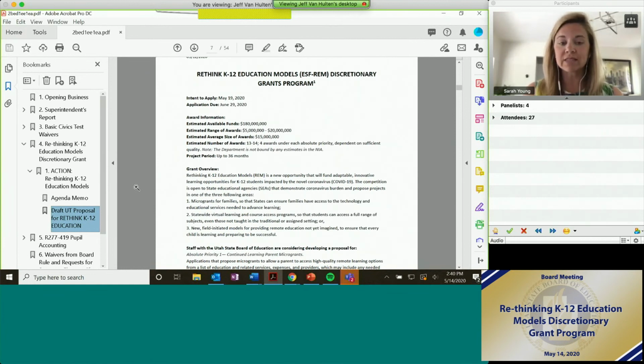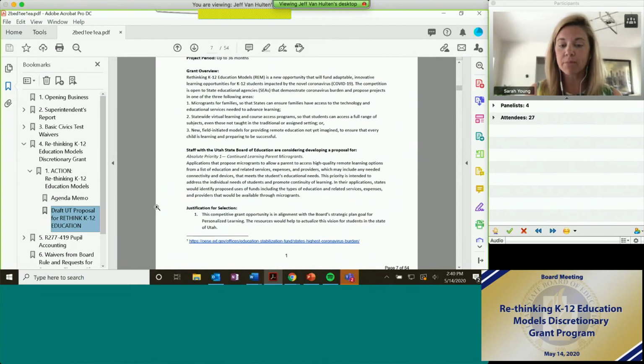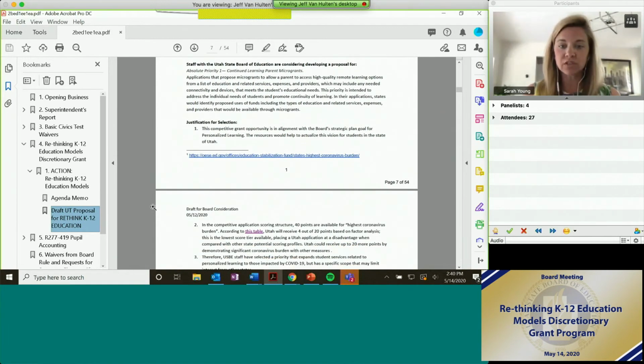We are proposing as staff that our agency considers the opportunity to apply for absolute priority 1, which is the continued learning parent microgrants. The justification for this selection is the alignment with our board strategic plan for personalized learning. We do note that in this competitive application, there is scoring criteria similar to what you saw Dr. Curry present in regards to looking at the impact of COVID-19 in Utah as comparative to other states.